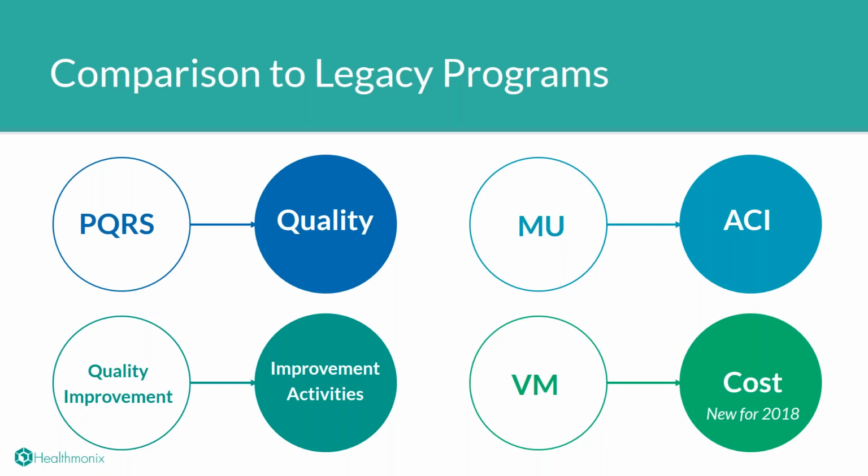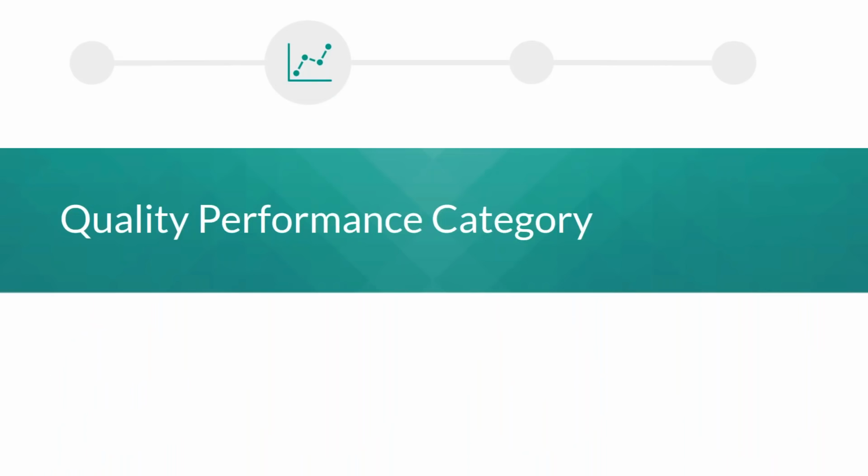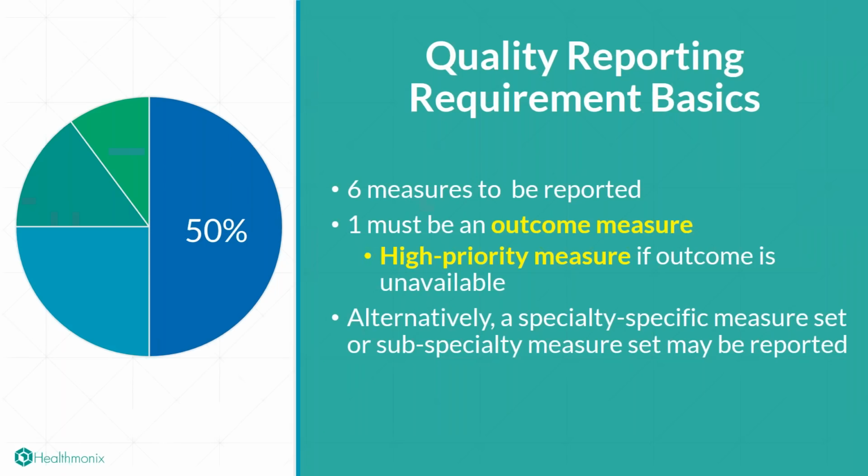So we're going to go into each performance category and look at the important pieces that you should consider as you prepare for 2018. We're going to start with quality, making up the largest amount of MIPS points that you will earn through reporting. With the introduction of cost to the performance categories in 2018, we see a reduction in the amount of possible points that you will earn through reporting quality.